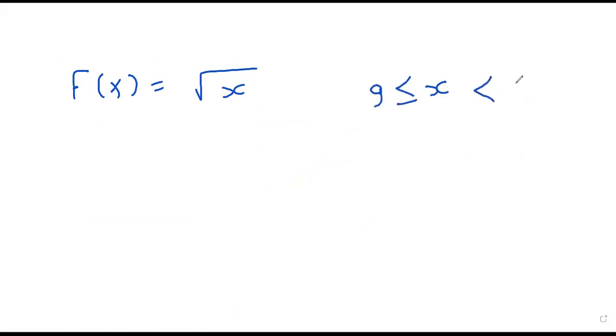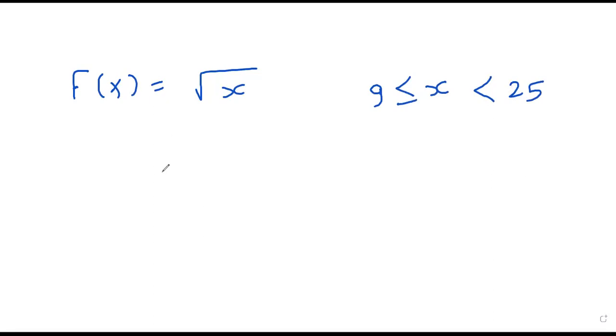What if I restricted the domain? So f of x again equals the square root of x. I'm going to try the previous example, but I'm going to write x is more than or equal to 9 and less than 25. In this case, we have a restricted domain. We restrict the domain.